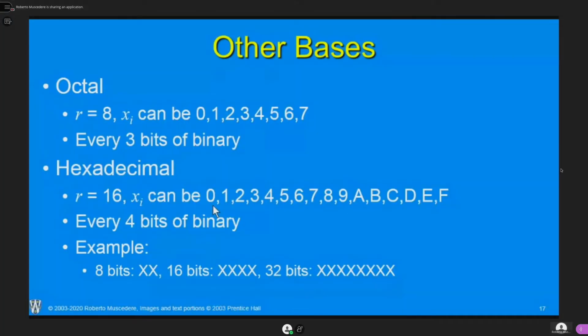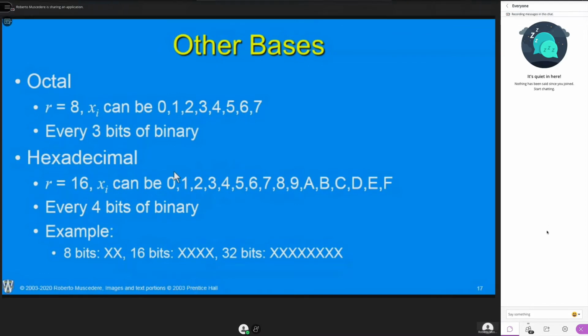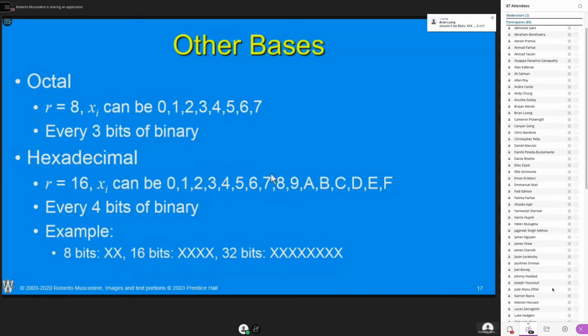Our 10 digits here, but then we run out of digits. We don't have numbers of over 9, or I should say digits over 9. We have to have something that takes a single space. So now we start with letters, like this. No, 8 bits should not be 3 X's.